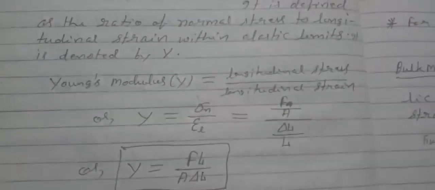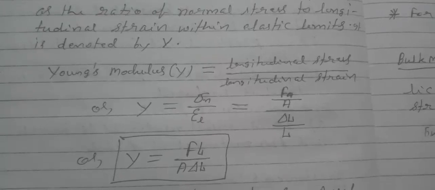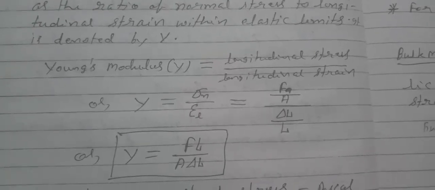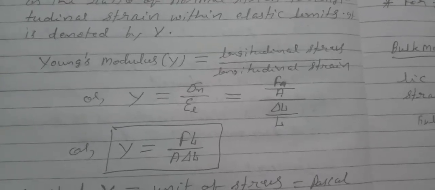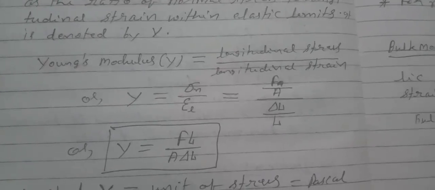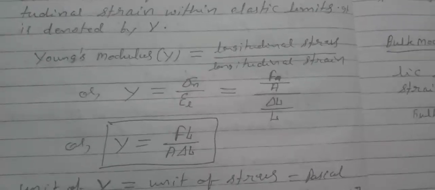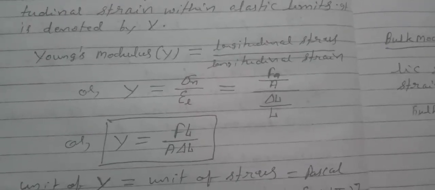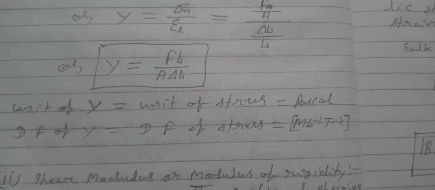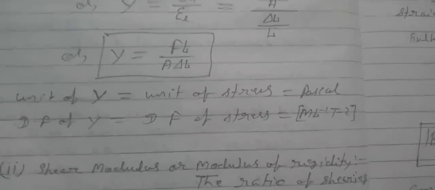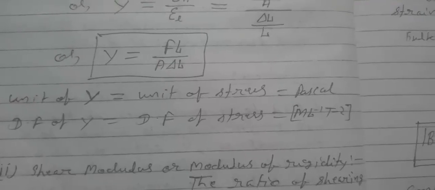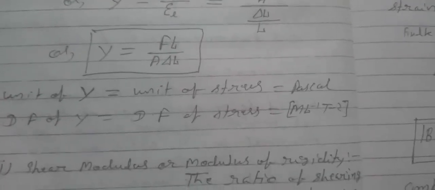Hence, Young's modulus equals longitudinal stress by longitudinal strain, or Y equals sigma n by epsilon L equals Fn by A divided by delta L by L, or equals FL by A delta L. Unit of Y is the unit of stress, pascal, and the dimensional formula of Young's modulus equals the dimensional formula of stress, ML^-1 T^-2.